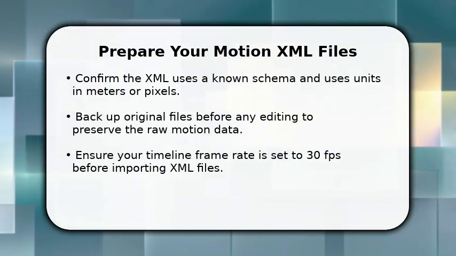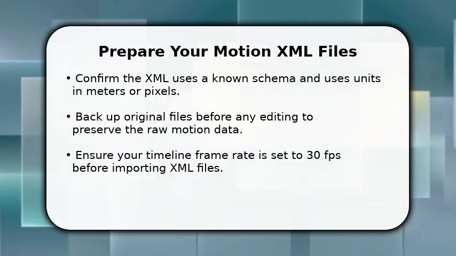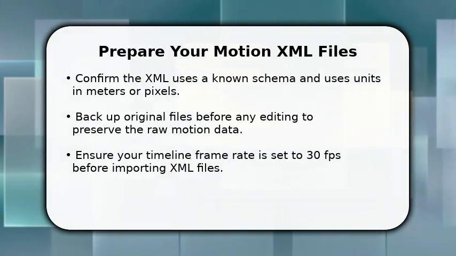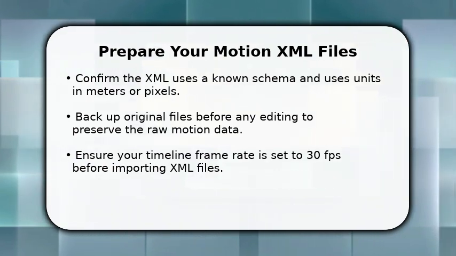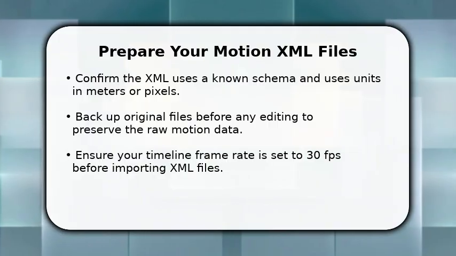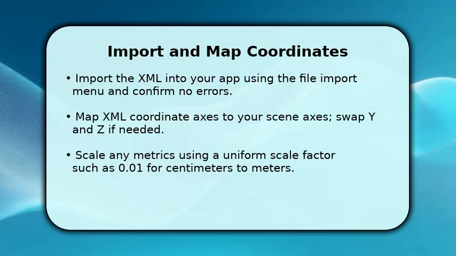Check your project frame rate and set it to 30 FPS to avoid timing drift. Ensure your timeline frame rate is set to 30 FPS before importing XML files. Open your application and import the XML using the File Import menu. Import the XML into your app using the File Import menu and confirm no errors.